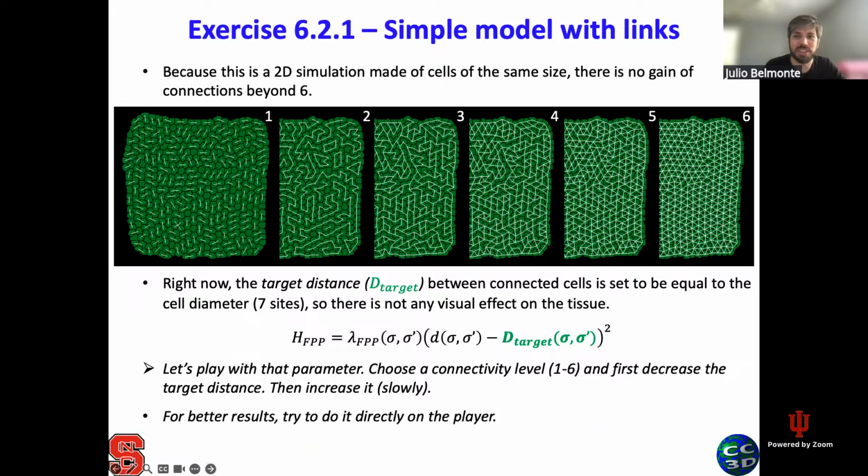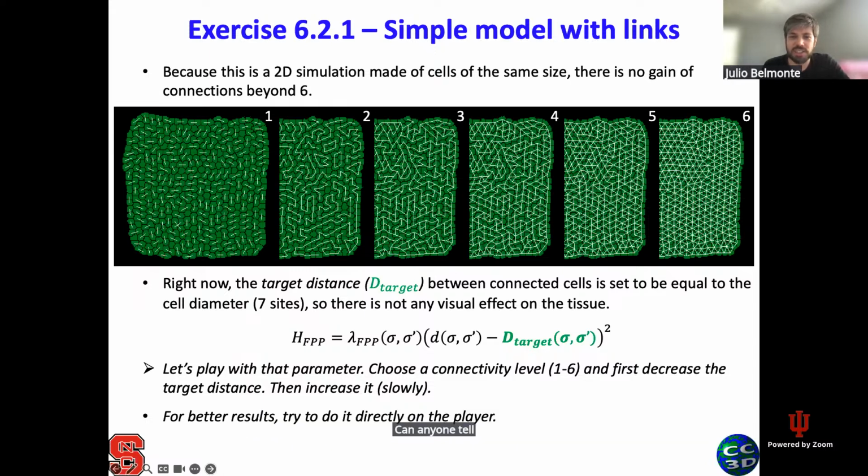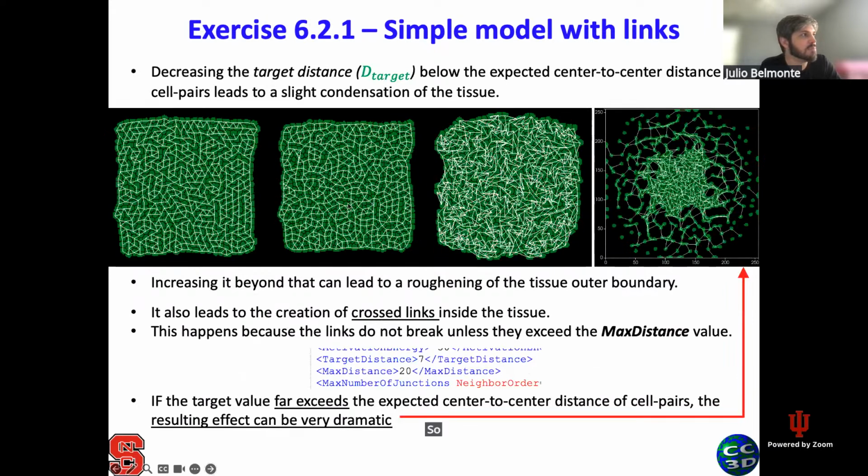I prefer that way to specify in the code, but that's my preference. Okay, so you see already a figure from Joanna that looks very weird, very bizarre. Can anyone tell me what Joanna did there? Yes, Anastasia is correct. She probably increased the maximum distance of the cells. So yeah, that's what happens.